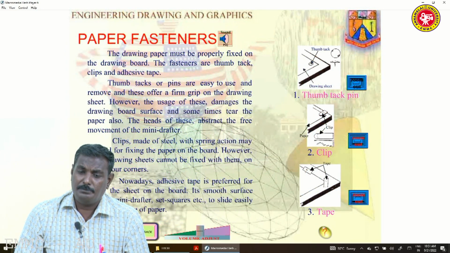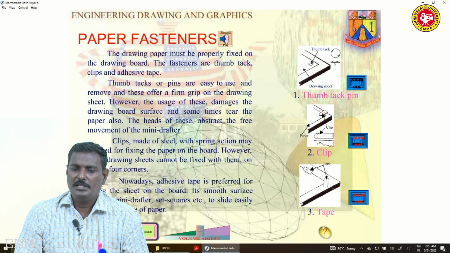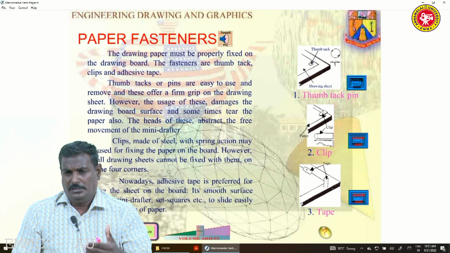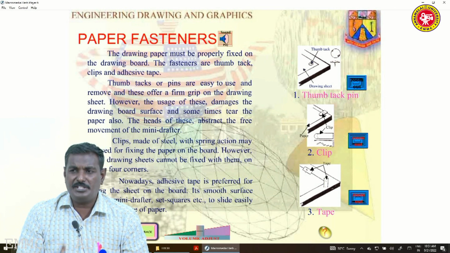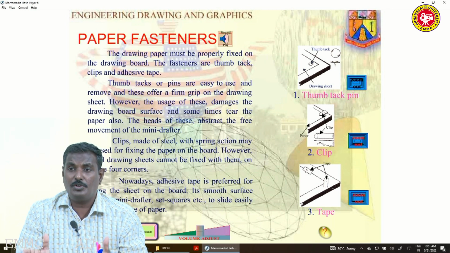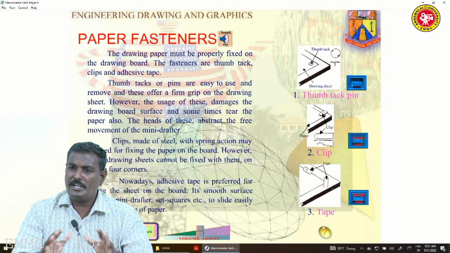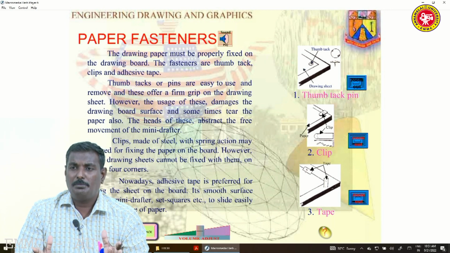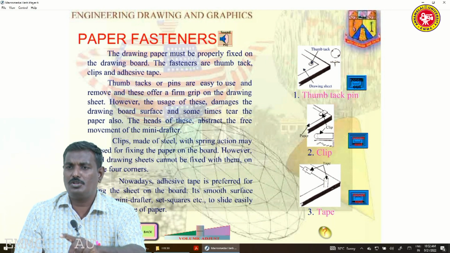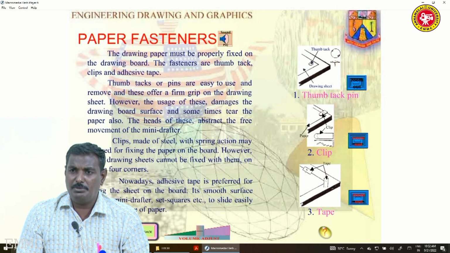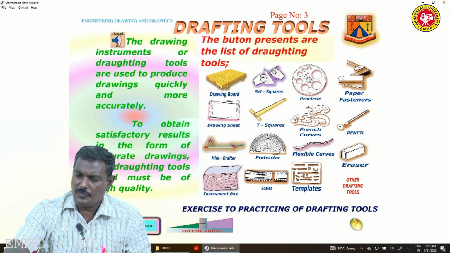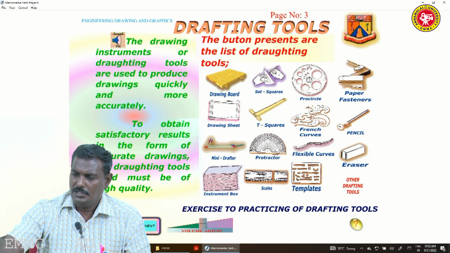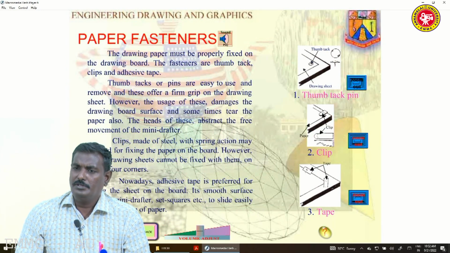This is a must-learn, that is important: paper fasteners. Everyone knows the drawing board; on that only we place the drawing sheet. So how do we fix the drawing sheet? There are four edges, but the drawing sheet and the drawing board are not similar; you have to use a drawing board bigger than the drawing paper. I showed this already in the mini drafter animations, so I will go back and show it again. Try to look at this.